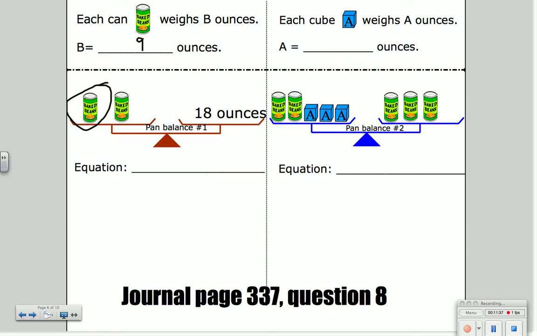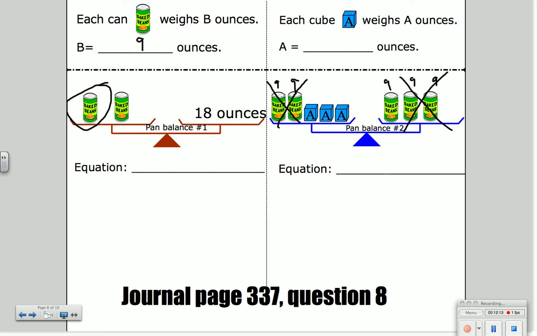So if each can of baked beans is 9 ounces, I can figure out how many ounces a cube would be. But before I do that, remember, if I have the same item on each side of a balance, I can get rid of that item. Look, I actually have 2 baked beans on the left side of this equation. I also have 2 baked beans on the right side of the equation. So now I'm left with 3 cubes equals 1 can of baked beans.